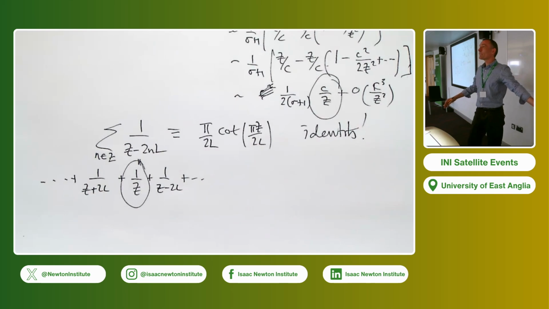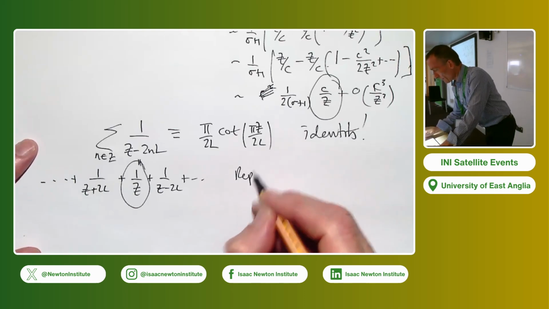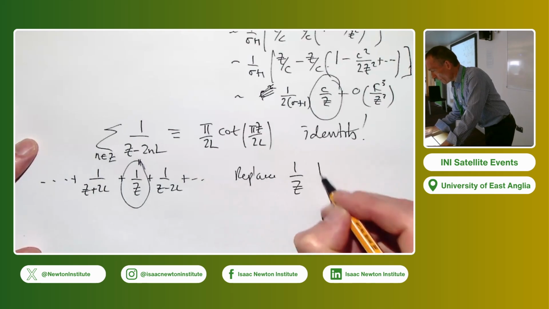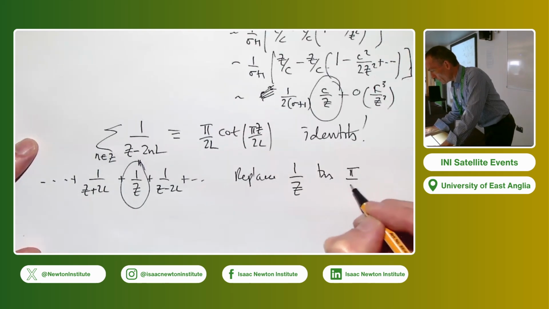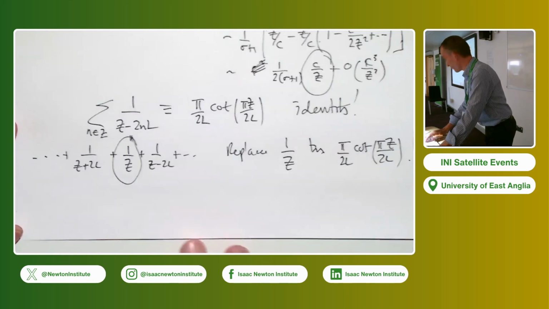Everybody see? This is my diluteness asymptotics coming in because to leading order in C over L, I just linearly superpose the individual effects. I'm not taking account of reflections because, of course, there'll be higher order corrections. But to leading order, I just add in the 1 over z effect from all of the slots. Everybody see? So I'm going to replace 1 over z by pi over 2L cot pi z over 2L. This is allowable as my leading order solution.